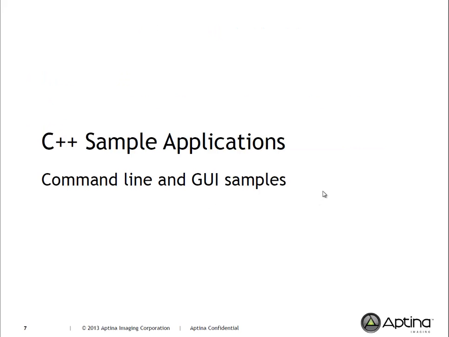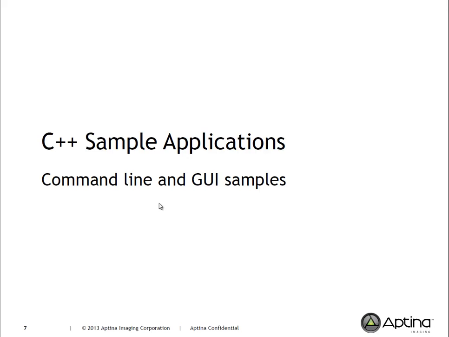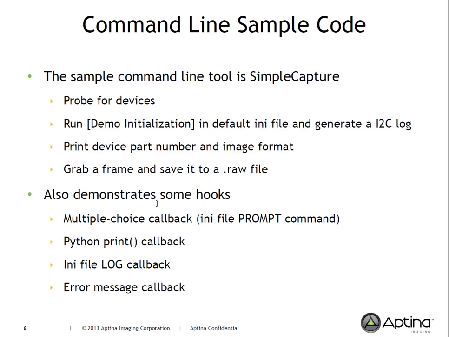This next section, what we're going to do is talk about the sample applications that are available. There's a command line application and also GUI samples available. These are available under Aptina Imaging /samples. So we're going to go through this. The first sample we have is a command line sample. It's called Simple Capture.